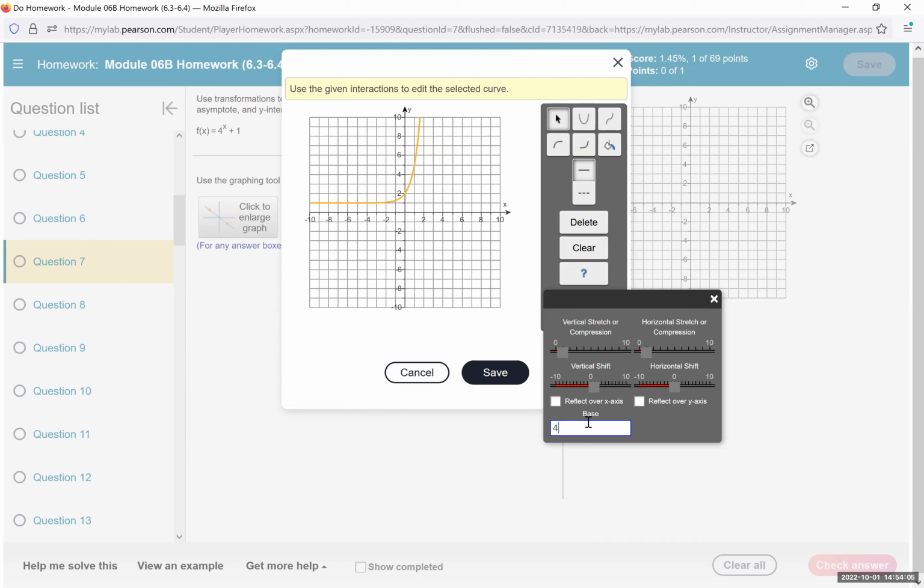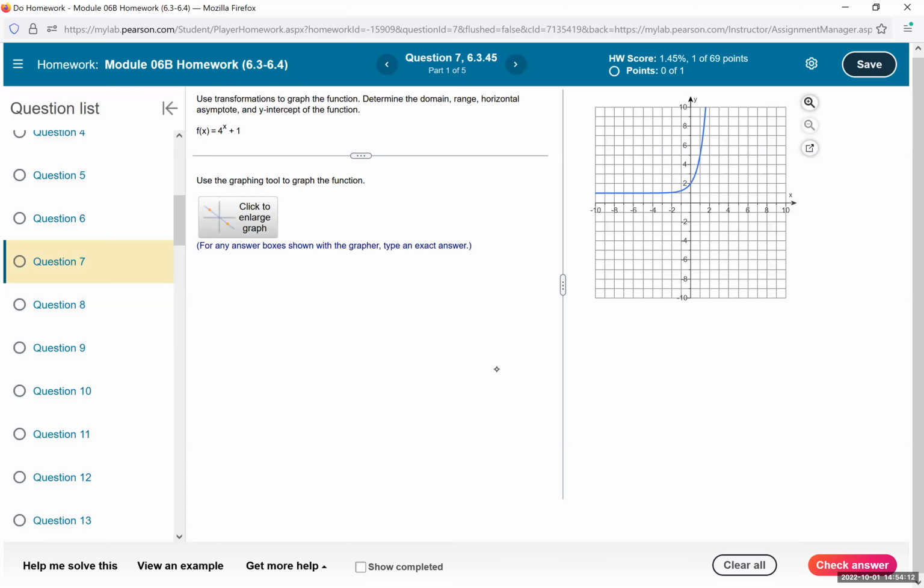for us, which was nice because we don't want to miss a problem because we thought it put in the correct base and it didn't. All right, let's save that. Let's check it.